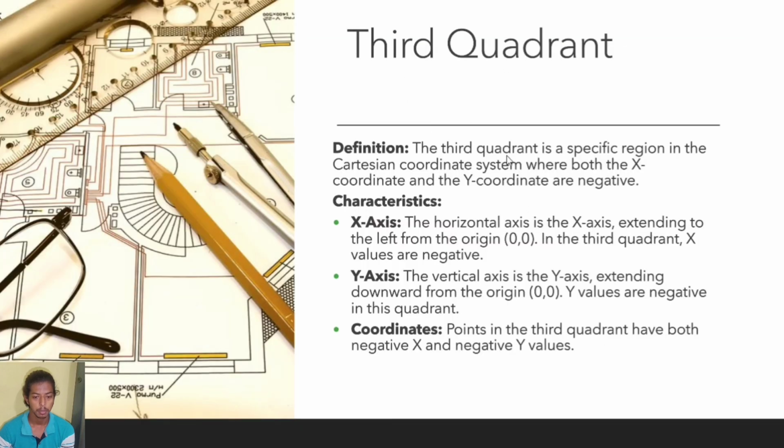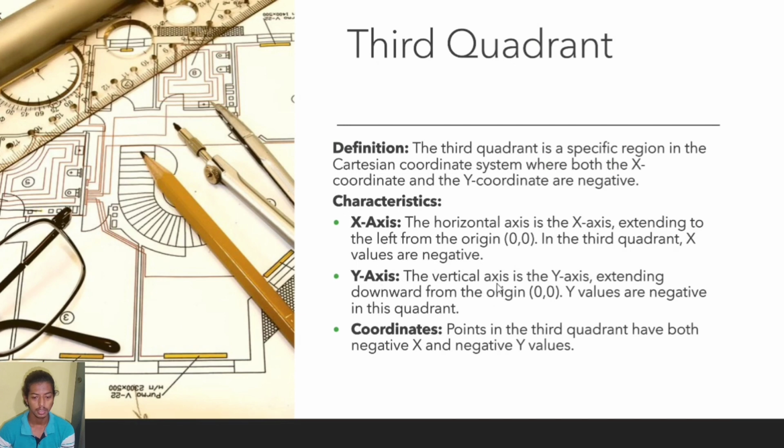Third quadrant. Definition. The third quadrant is a specific region in the Cartesian coordinate system where both x coordinate and y coordinate have negative values. Characteristics. X-axis. The horizontal axis is the x-axis extending to the left from the origin 0, 0. In the third quadrant, x values are negative.